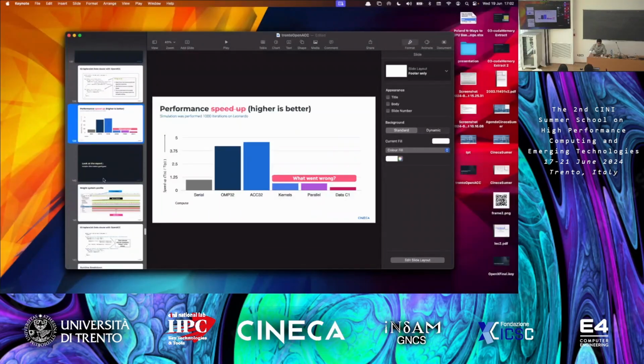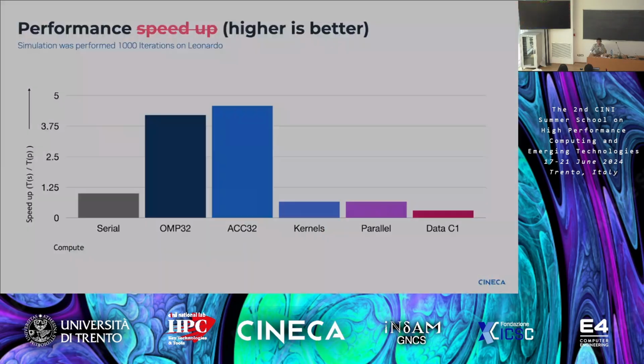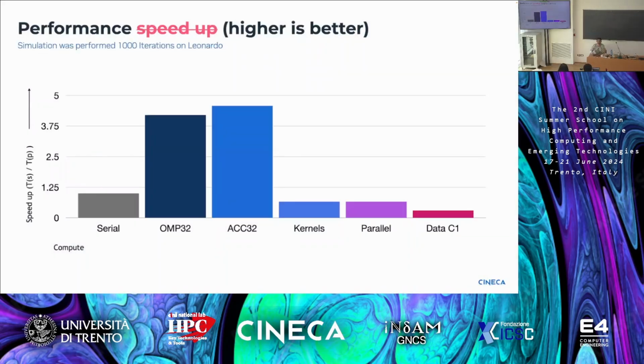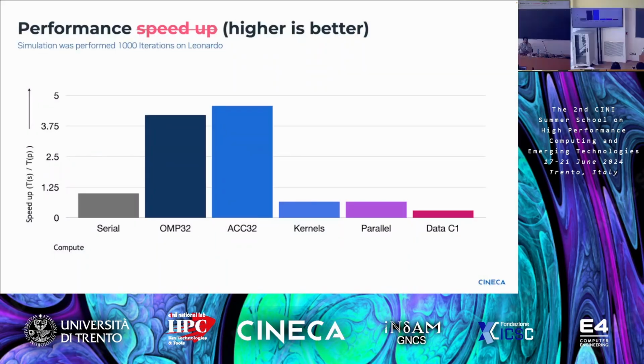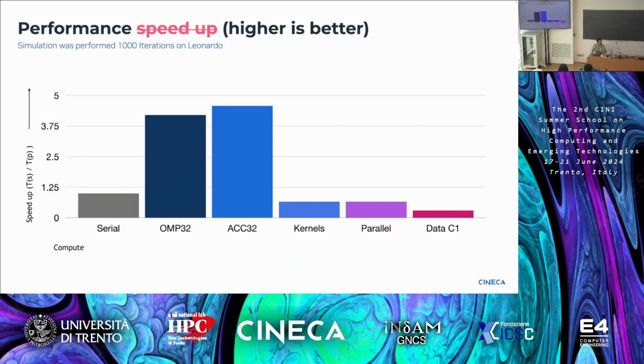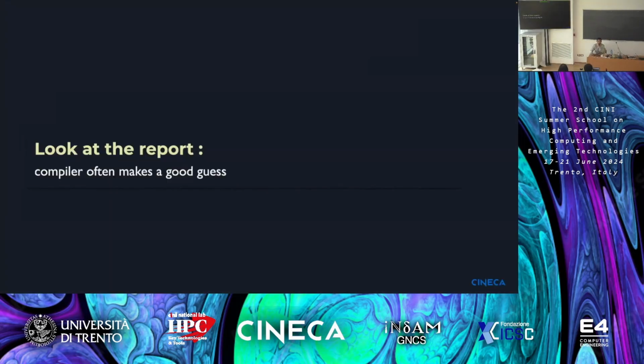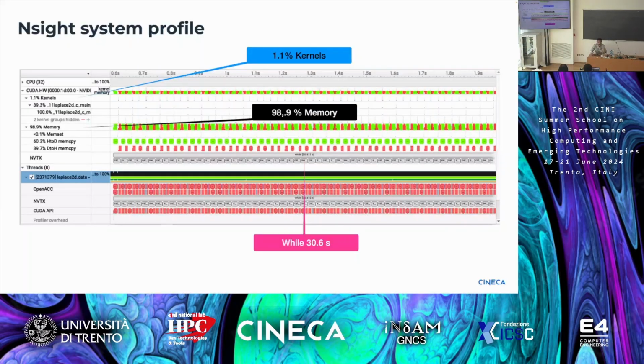Okay, so even though I added the data clause, it didn't go through, right? If anybody did the exercise, you will understand why. Something went wrong, even though I know I'm thinking correctly, right? So I launch the kernel, I move the data. But now the compiler gives you a good guess, and this is what you will see. So I just have a screenshot of that.